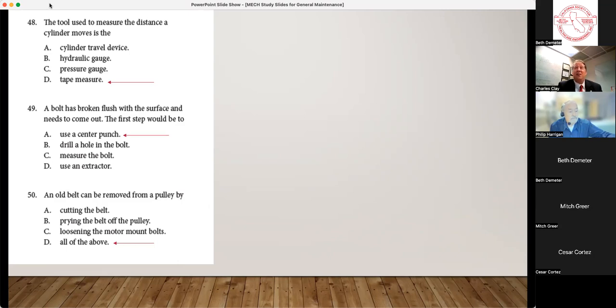Use a tape measure, right? So what tool measures the distance a cylinder moves? It's not a hydraulic gauge, that's not a pressure gauge, it's not measuring hydraulic pressure. A tape measure measures distance, right? So it's distance. And I know I told you earlier it's not a trick question, but a lot of these you have to visualize what they're asking, and sometimes it's actually very simplistic.